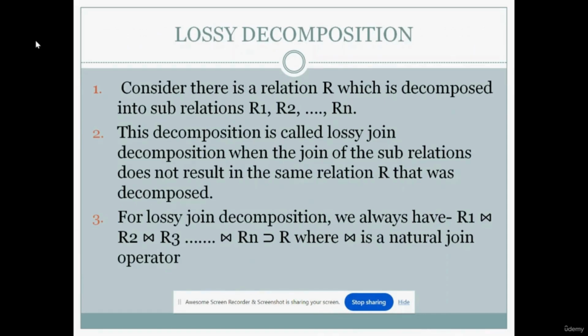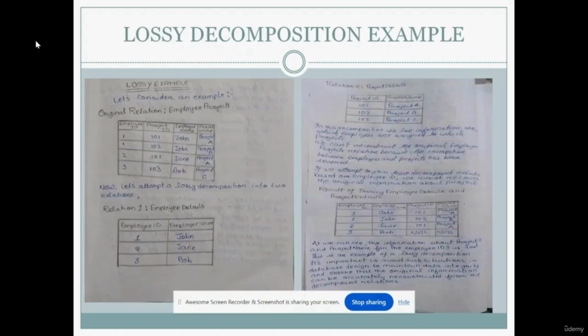Coming to the second one, that is lossy decomposition. Consider there is a relation R which is decomposed into subrelations R1, R2 up to Rn. This decomposition is called lossy join decomposition when the join of the subrelations does not result in the same relation R that was decomposed. For a lossy join decomposition, we always have R1 natural join R2 natural join R3 up to natural join Rn, which is a proper superset of R. Now let's come to the lossy decomposition example.